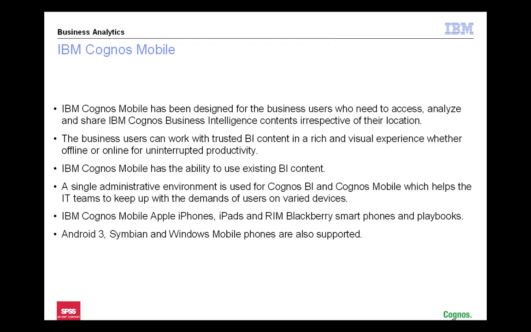IBM Cognos Mobile has the ability to use the BI contents. You are not creating anything new. You are actually leveraging the BI contents that your report authors had already created. You have a single administrative environment which is at the end of Cognos BI, and you are doing no administration at the level of Cognos Mobile. So it's very easy for IT teams to implement this. Then what IBM Cognos Mobile supports today includes Apple iPhones and iPads. It also supports BlackBerry smartphones and PlayBooks. And from the operating system point of view of your phone, it supports Android 3, Symbian, and also Windows mobile phones.